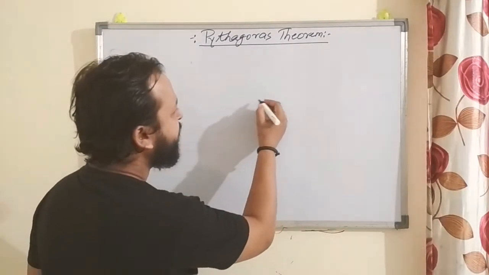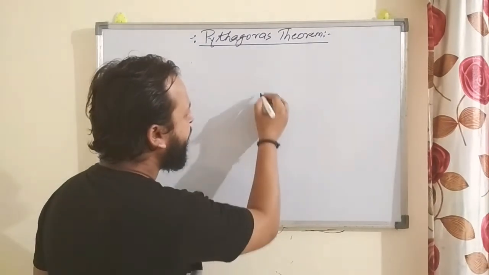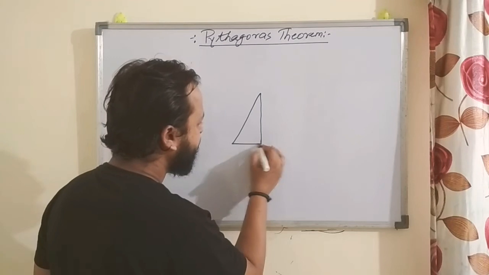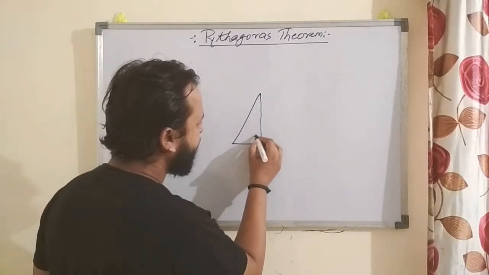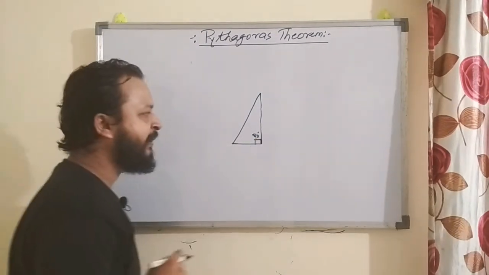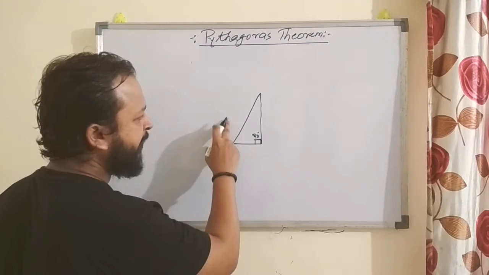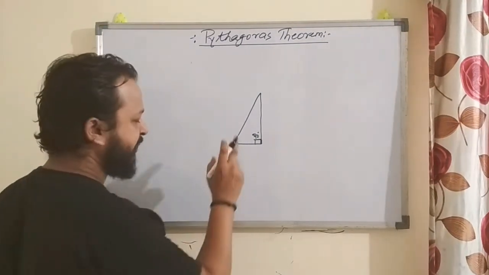So he states that if we talk about a right angle triangle, one angle is 90 degrees, right? So this side is the longest side. Why? Because this is opposite to the largest angle.